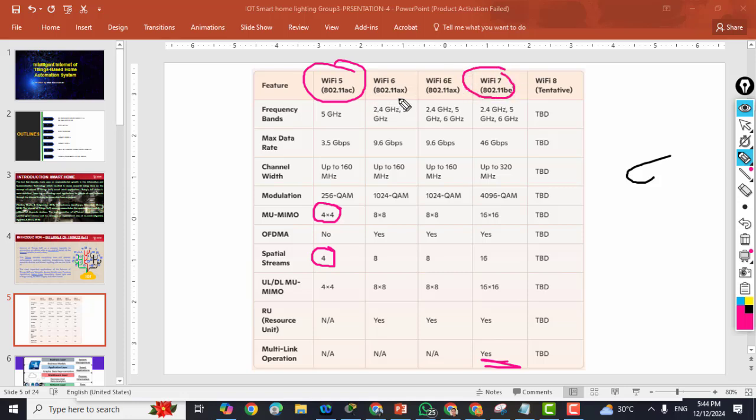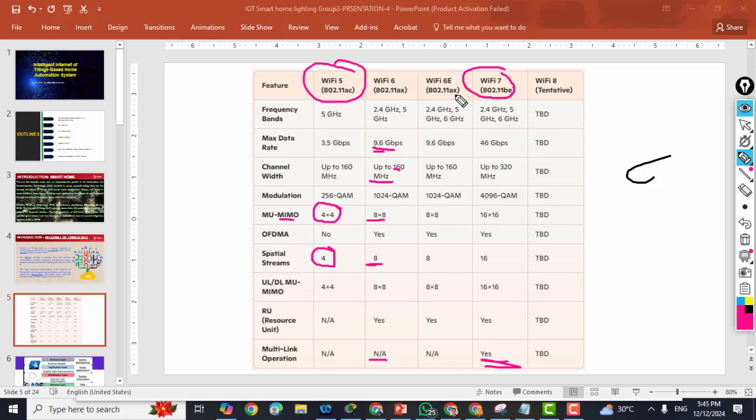Wi-Fi 6, which is 802.11ax, the standard name, uses 2.4 gigahertz and 5 gigahertz. The maximum speed will reach up to 10 gigabit per second. That is theoretical, but the actual throughput could reach up to 4 and maybe a maximum of 5 gigabit per second. It uses a maximum channel bandwidth of 160, QAM 1024 modulation, and MIMO with multi-user 8 spatial streams of radio frequency, and it also does not support multi-link operation.